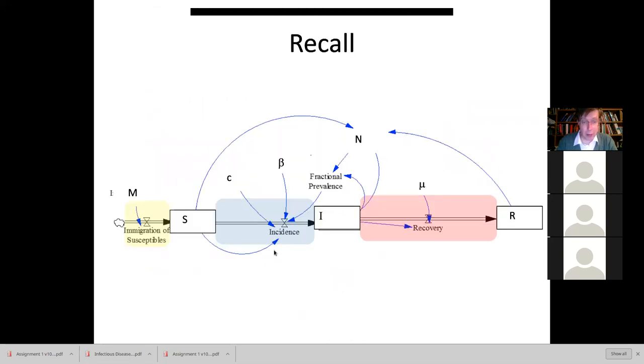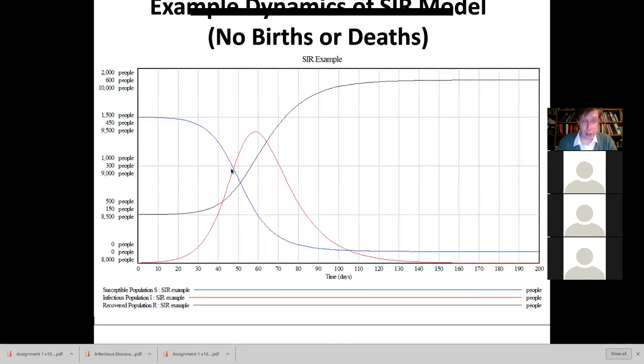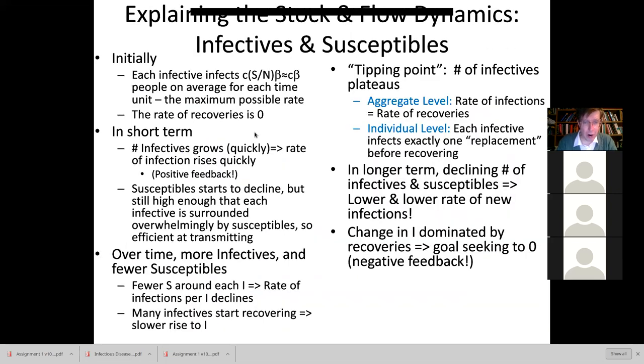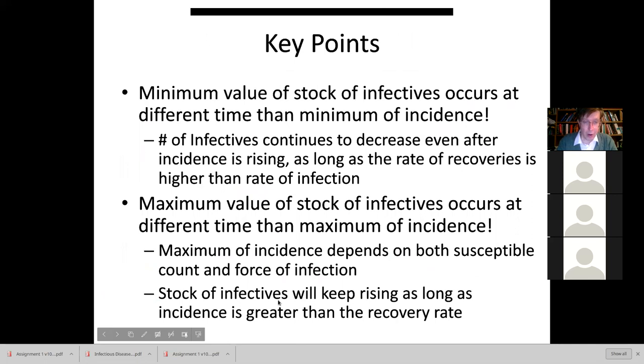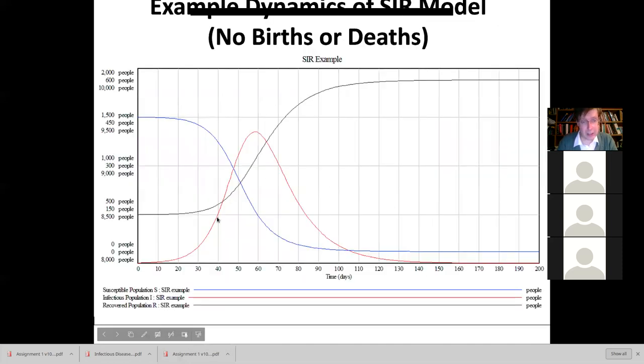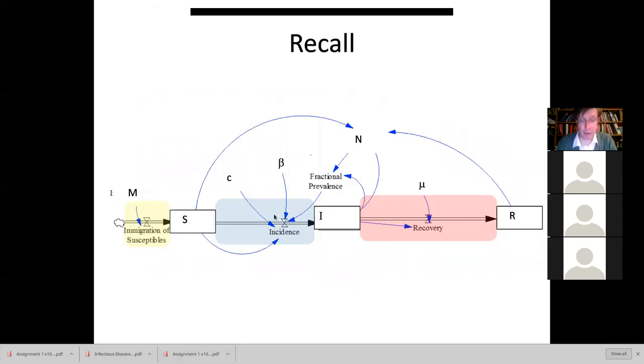So the maximum number of people getting infective actually occurs at a different point than when the infectives are at their maximum, okay? Remember that the maximum of incidence of people getting infected depends on both susceptibles and force of infection. Force of infection depends on the number of infectives, but it also depends on susceptibles. And remember that the stock of infectives here is going to continue rising near the peak, even though the flow into it is not necessarily rising.